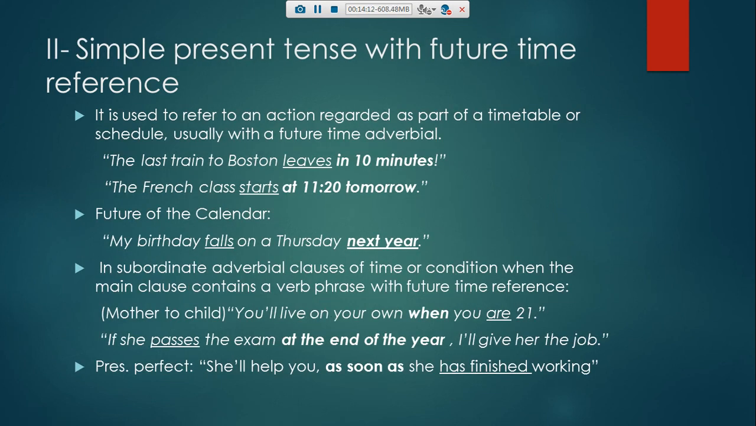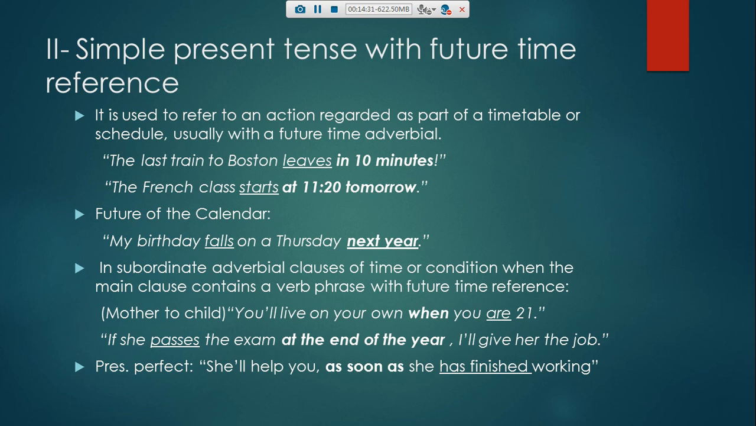Simple present tense with future time reference, more uses. It is used to refer to an action regarded as part of a timetable or schedule, usually with a future time adverbial. The last train to Boston leaves in 10 minutes. The French class starts at 11:20 tomorrow.